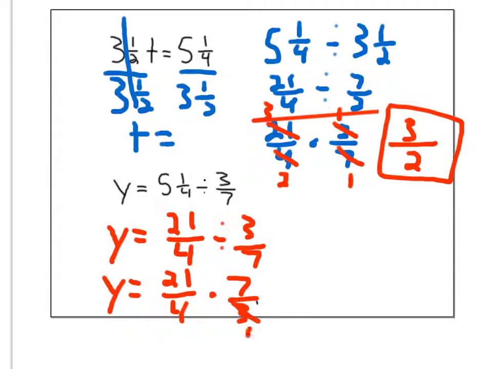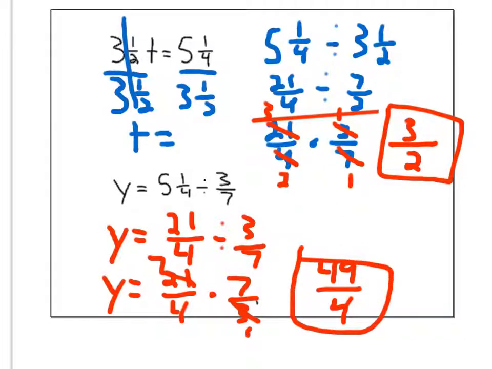Oh, 3 and 21 simplify. 7 times 7 is 49/4. And that does not simplify. There's nothing that goes into both 49 and 4. Now you could make this 12 1/4 if you wanted to, but again, you don't have to. Okay, it's extra work you don't really need to do. This is already simplified. Okay, let's go on to more examples.